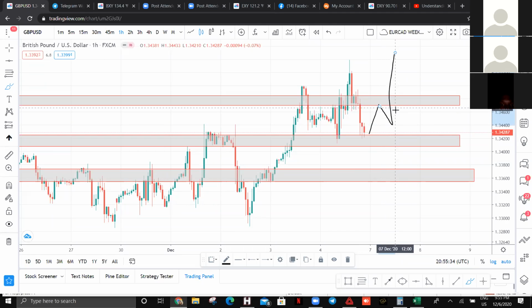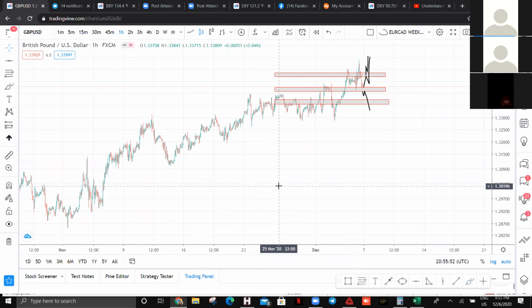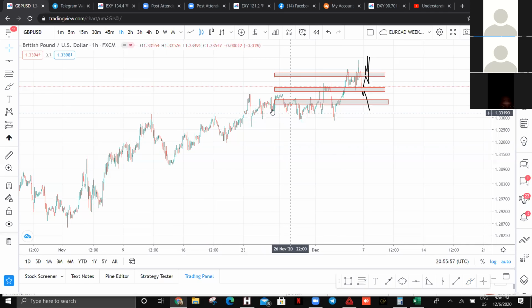Or it breaks out, retests, and does what? Breakout. Or it breaks in, does this, and does what? This is what I'm expecting the market to do. So if the market opens, expect this. If you are using the zoning strategy, it's easy for you to predict your TP.